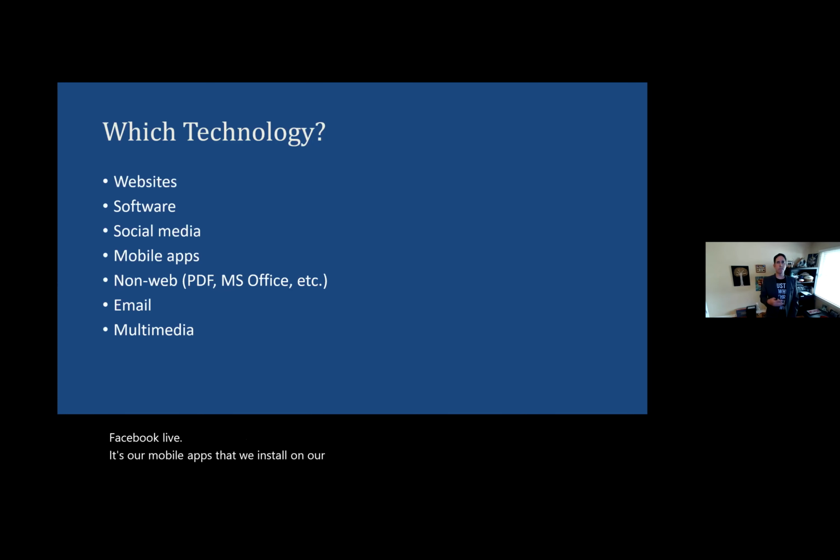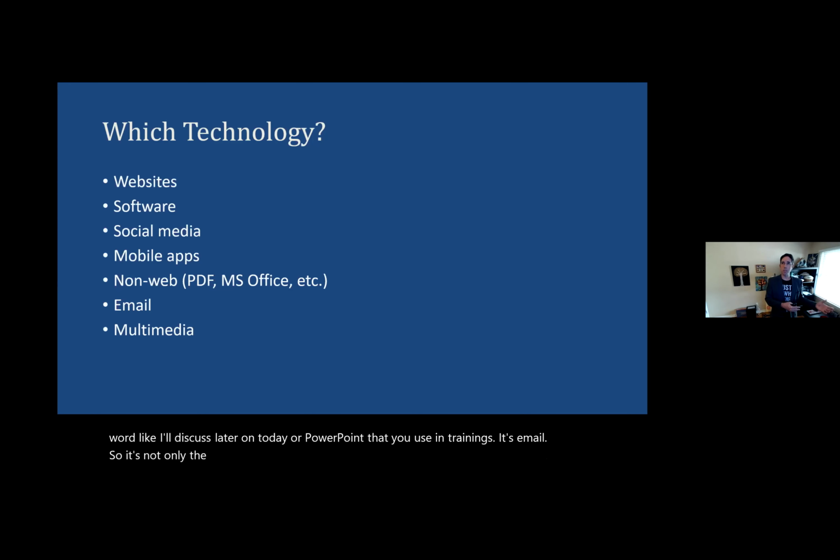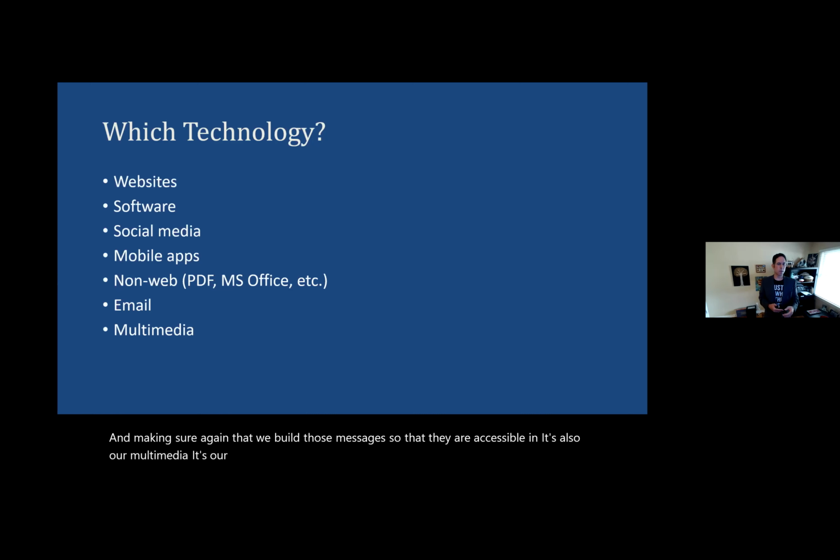It's the PDF and Office. So you think about Word, like I'll discuss later on today, or PowerPoint that you use in trainings. It's email. So it's not only the email message itself, it's the attachments, which are usually those PDF or Office files. It's email platforms like Constant Contact, and making sure, again, that we build those messages so that they are accessible. And it's also our multimedia. It's our streams like this. It's our recorded audio or video.